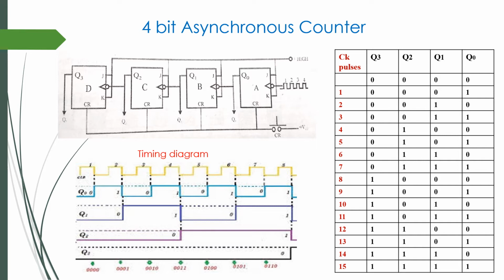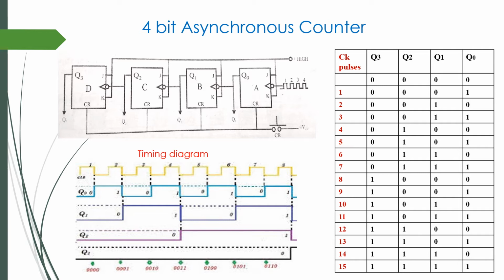Now at the second clock pulse, see the timing diagram. At the negative edge of the second clock pulse, the flip-flop A will change its state from 1 to 0, which is a negative edge. Therefore, flip-flop B will change its state from 0 to 1. But it is a positive edge to the next flip-flop, hence no further change is there. The binary output will be 0010.